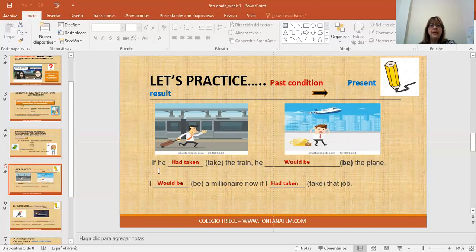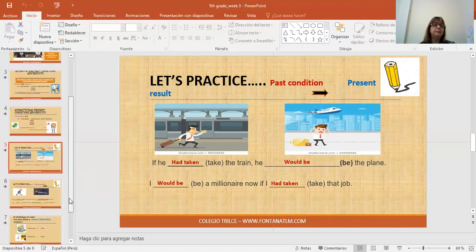Let's repeat it again. If he had taken the train, he would get the plane. But sorry for him, he couldn't travel. Continue with the other exercise. I would be a millionaire now if I hadn't taken that job. Does he have money? He doesn't have any money. Why not? Because he didn't get the job. That's the point.